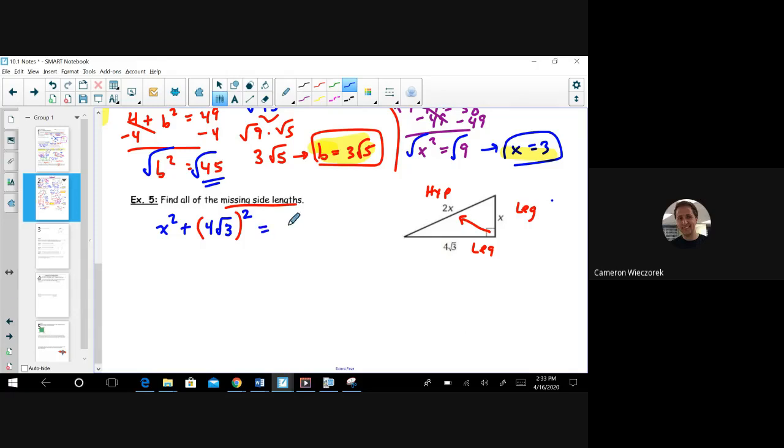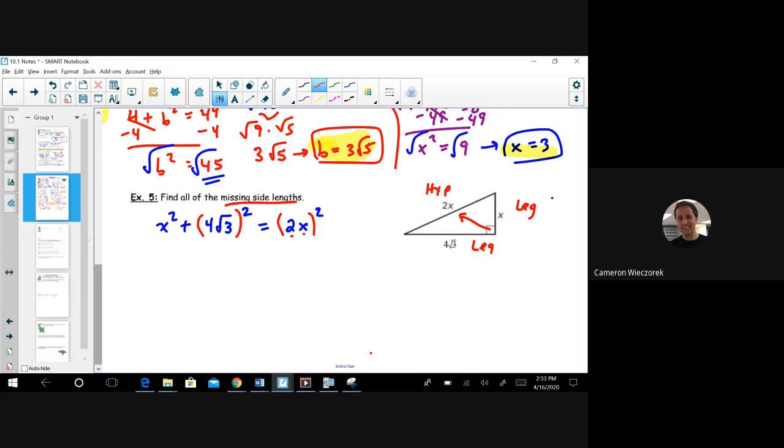And on the other side, same thing. If you write this 2x squared, only the x is getting squared. You need the 2 to get squared as well. So you got to make sure that you throw that in parentheses. So make sure you have that before we move on.